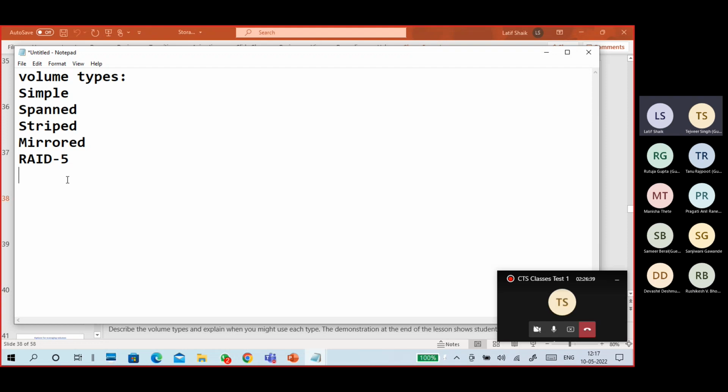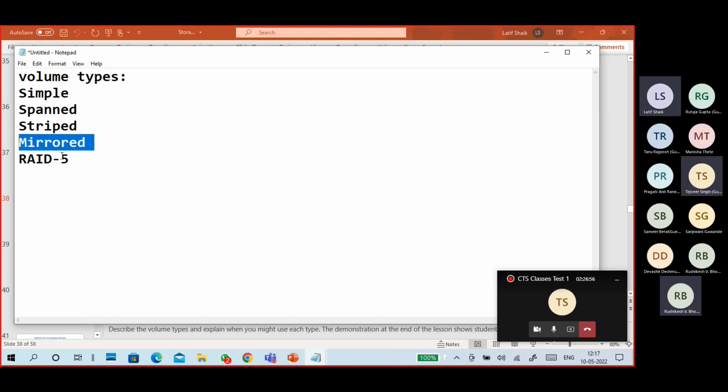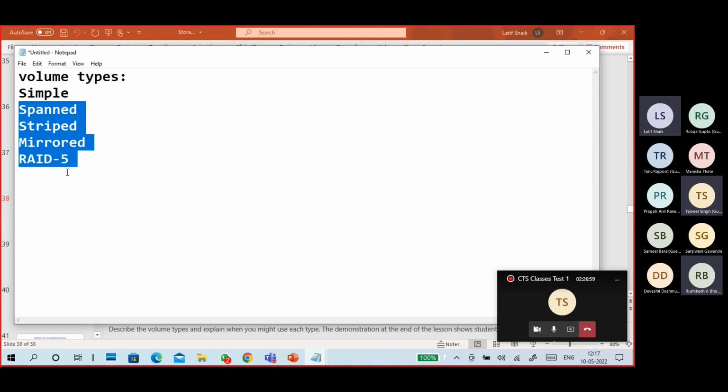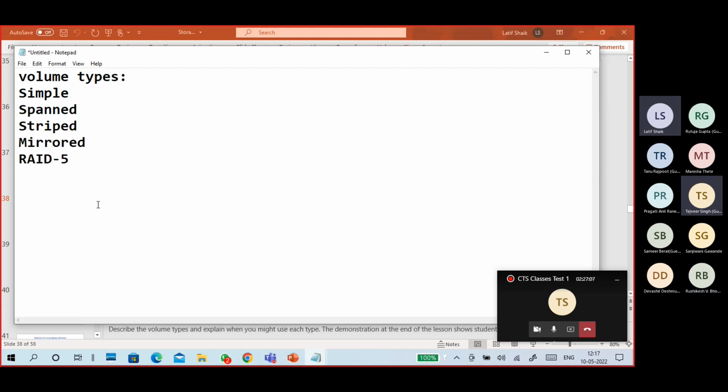So these are the different volume types. Simple volume is a basic disk volume only. Simple volume means simple partition, not a combination. But spanned volume, striped volume, mirror, RAID 5, these are all combinations of multiple disks. This is dividing a disk. This is a combination disk, a combined disk.